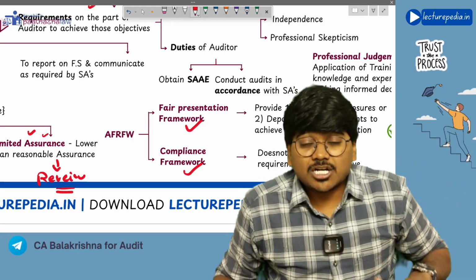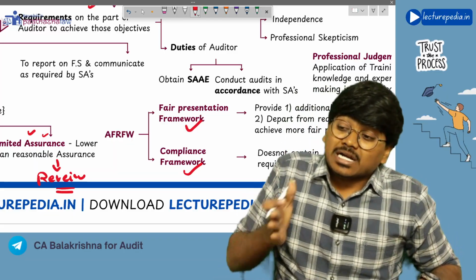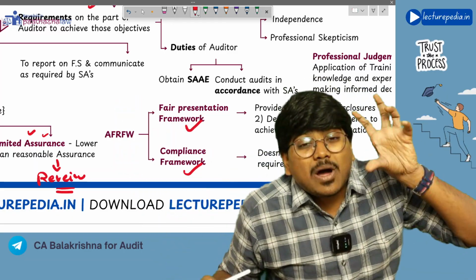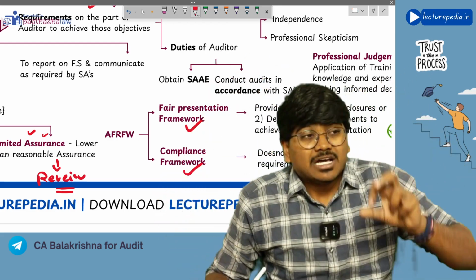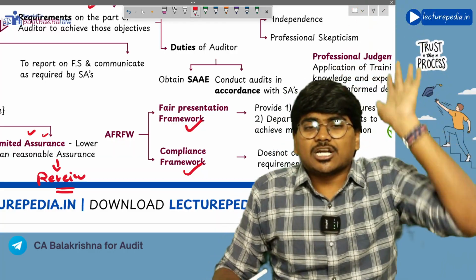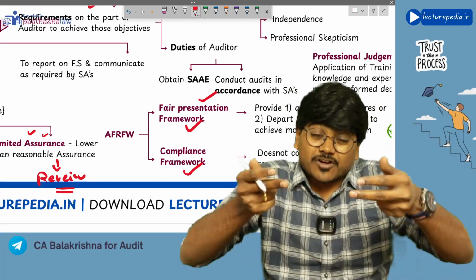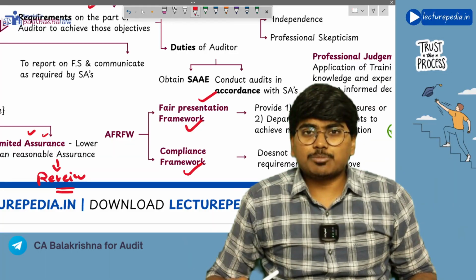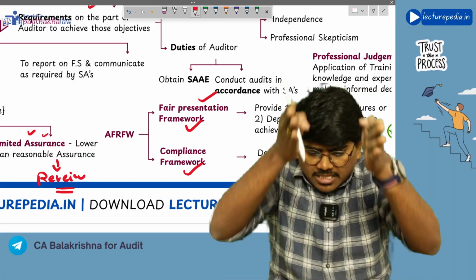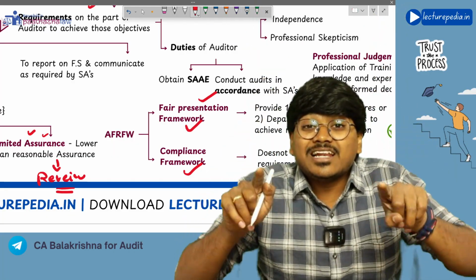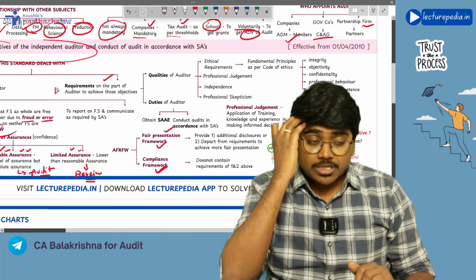Or the applicable financial reporting framework is also permitting the management to deviate from the requirements of the financial reporting framework to achieve more fair presentation. If these 2 are there in any financial reporting framework, you can call it a fair presentation framework. If these 2 are not there, that means the financial reporting framework says that you have to strictly comply with its requirements, then we will call it a compliance framework. So these are the 2 financial reporting frameworks.